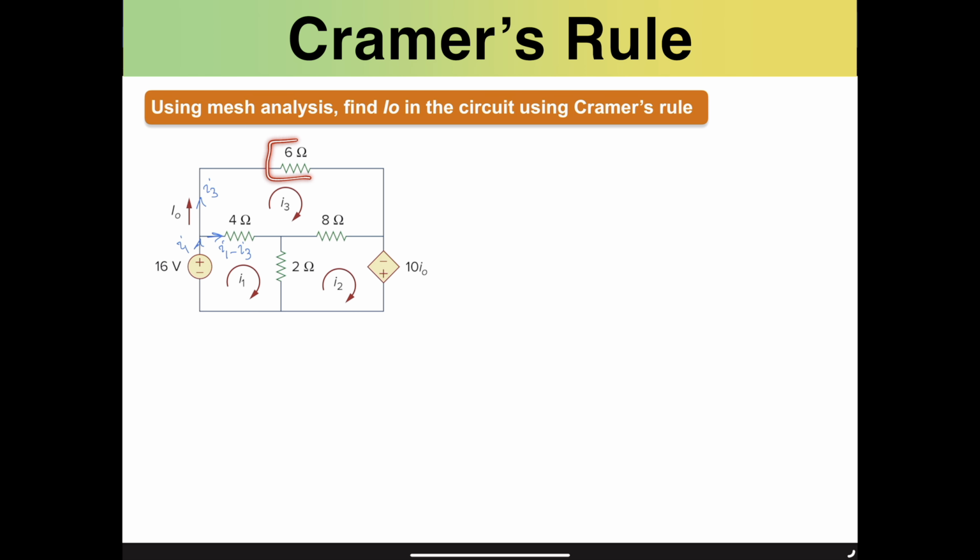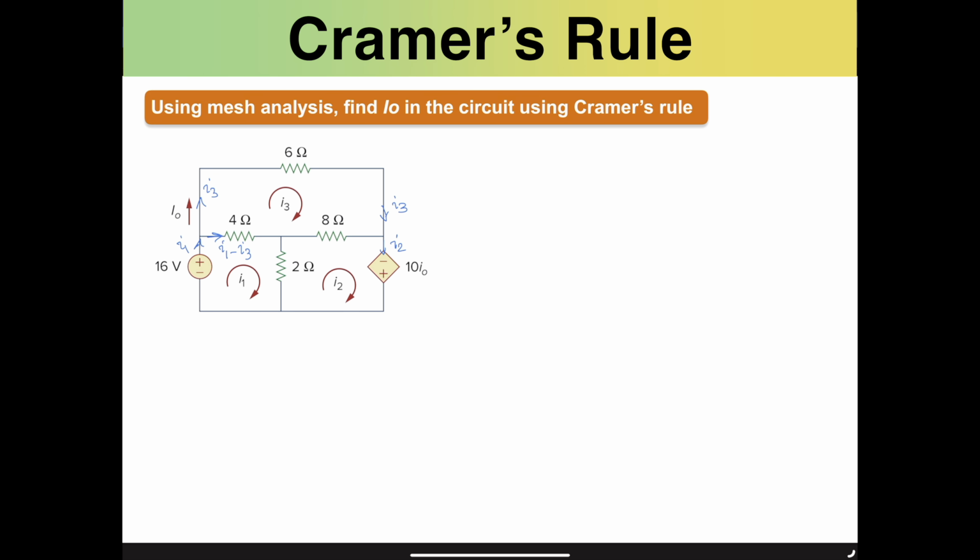Now let's try to find out the current passing through this 6 ohms. It is the same as I3, and I3 is coming all the way down here as I3. We need to be mindful of the current passing through this dependent voltage source. Even though it says 10 IO, essentially this is a voltage source. So the current passing through this is not 10 IO, but the voltage across that is 10 IO. Now, the current through that is the same as I2. So we would write I2 as the current that is flowing downwards.